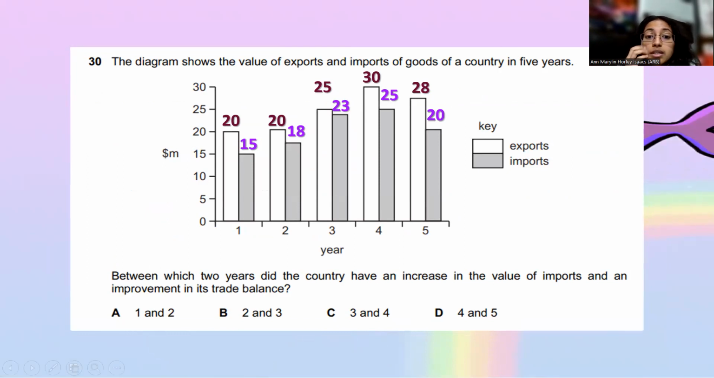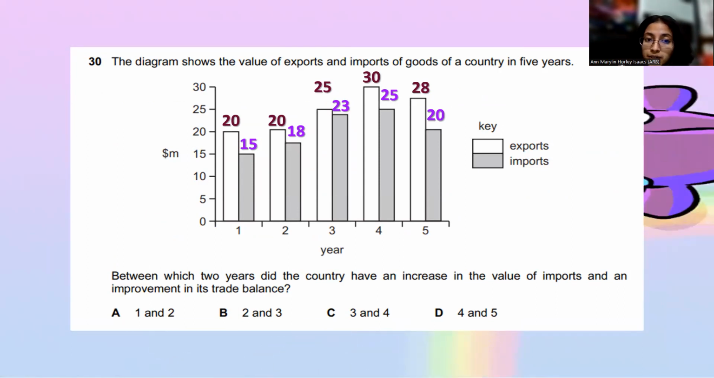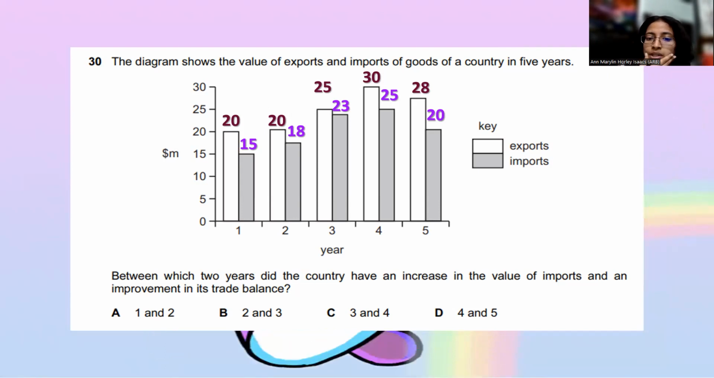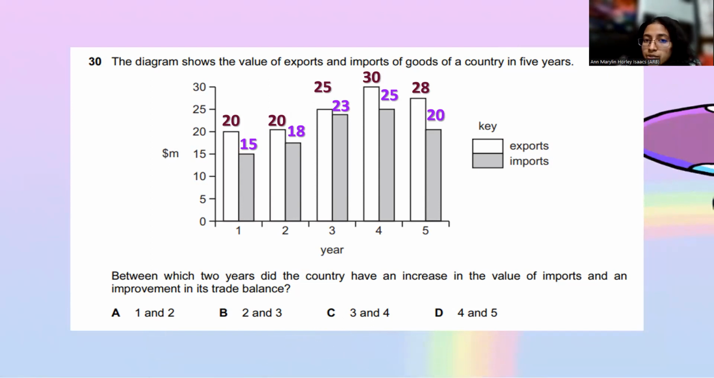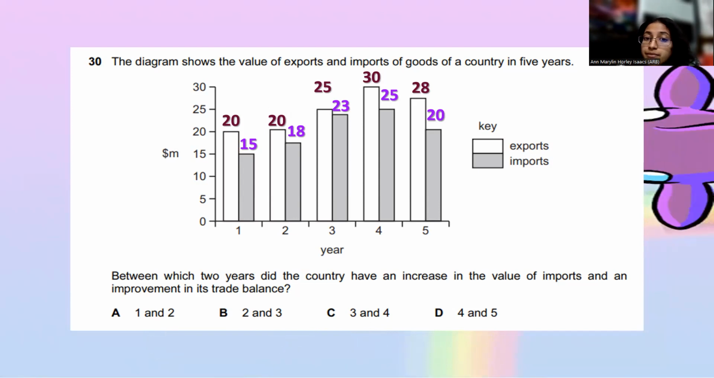Between which 2 years did the country have an increase in the value of imports and an improvement in trade balance? So what I've done now is I've actually just written down the value of the level of imports and exports for each year. So that's in maroon and purple in the screen. An increase in the value of imports, you got to go from year to year. And similarly, that's what's being done in the options here as well. Year to year, you need to see where imports have increased.